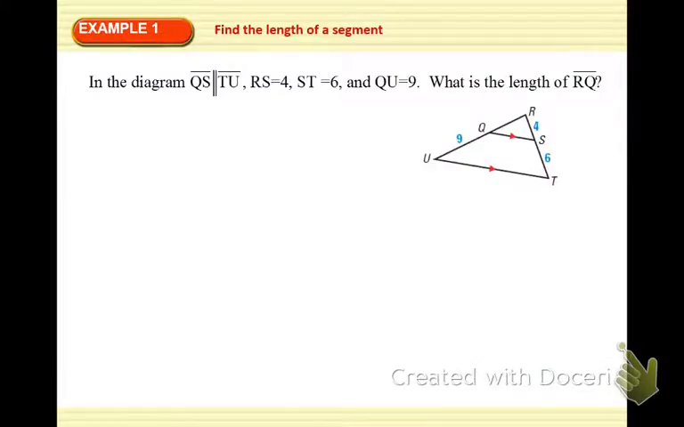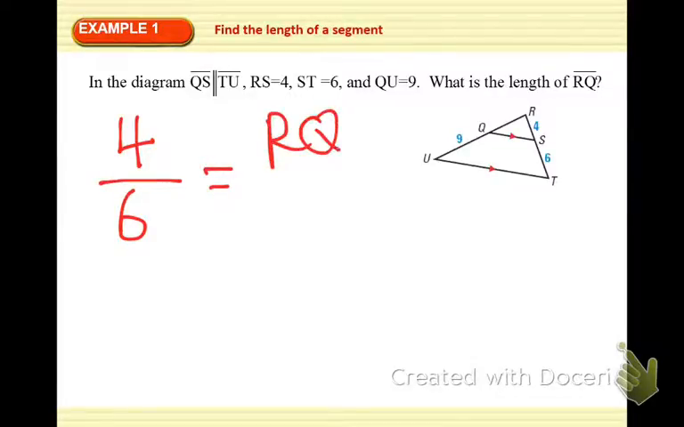We'll apply this. Okay, so we've got this in the diagram. QS is parallel to TU, right? So what's the length of RQ? To solve this, we can say 4 is to 6 as RQ, which matches up with the 4, is to 9. 4 is to 6 as RQ is to 9.